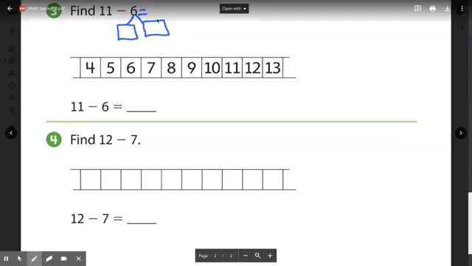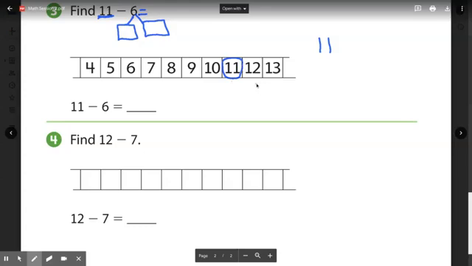Okay, 11 minus 6. Where are we going to start on our number path? It looks like they're trying to tease us and challenge us. We're starting with 11, so circle your 11.